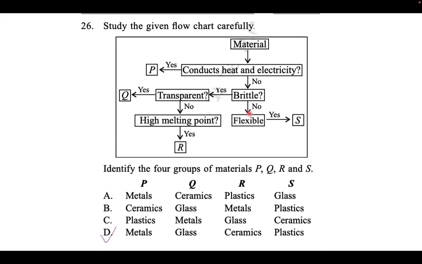Metals are non-brittle substances which can easily conduct heat and electricity, so they can be P. Glass is a brittle material which does not conduct heat and electricity and allows light to completely pass through it. Transparent. Ceramics are brittle and do not allow light to pass through them as they are opaque. Besides, they melt at a very high temperature. Plastics are insulators, flexible and non-brittle.